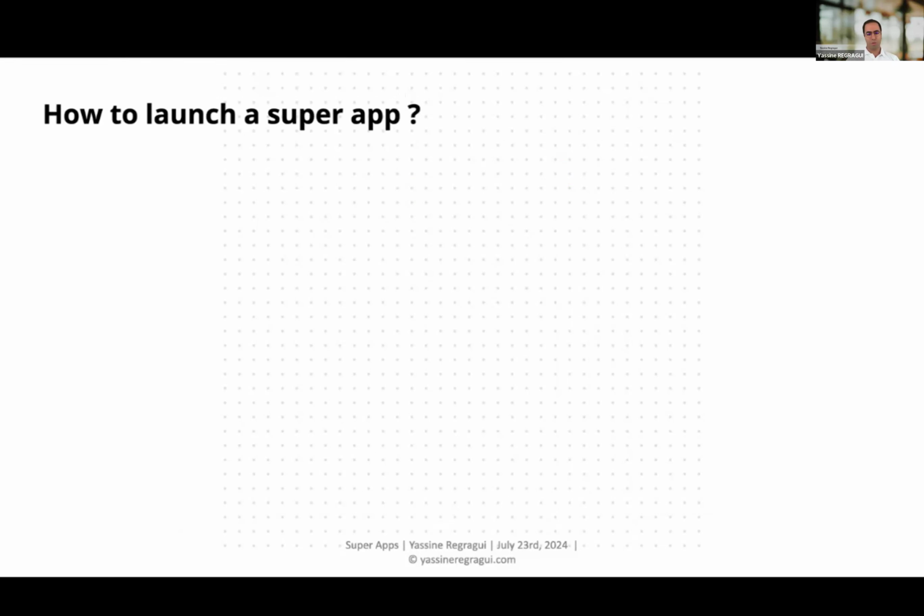So now, how to launch a super app? Of course, I will not go into detail about it, and I could share many things about the technology side, etc. But for me, there are 4 items. One is about growing a large base and a high-frequency use case. For example, having 10,000 customers, 20,000 customers, and thinking of what they want.